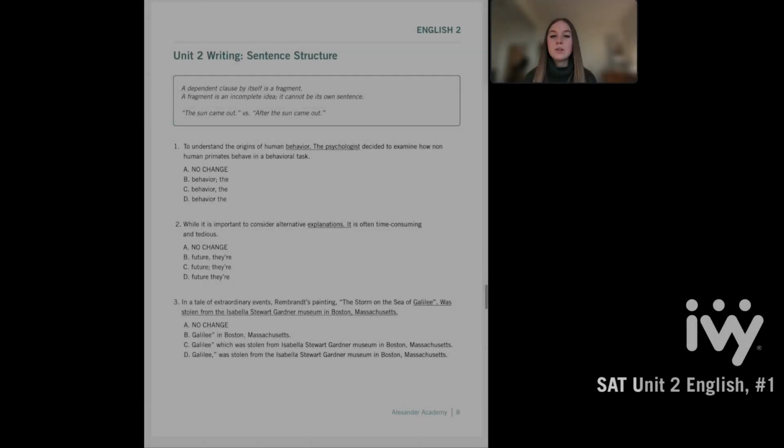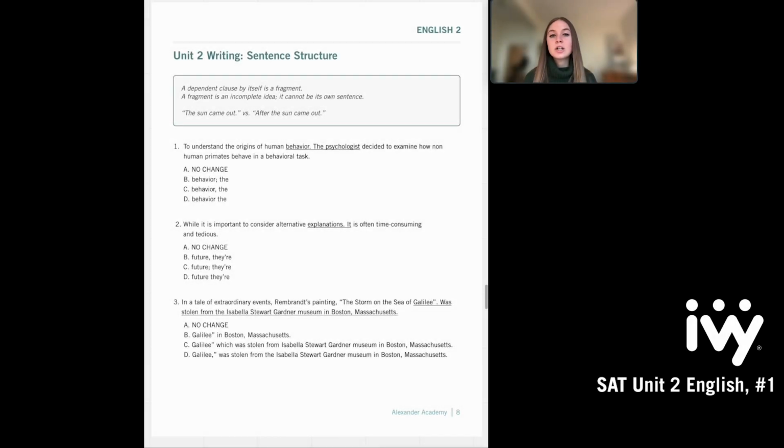In our second writing unit, we'll be talking about sentence structure, identifying dependent versus independent clauses, and fixing issues like fragments and run-on sentences. So to begin with, it's important to know that dependent clauses by themselves are fragments. A fragment is an incomplete idea that cannot be its own sentence.